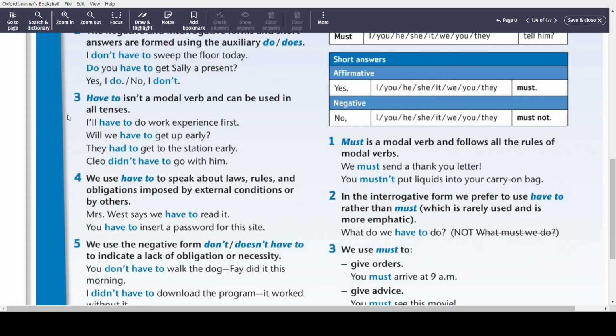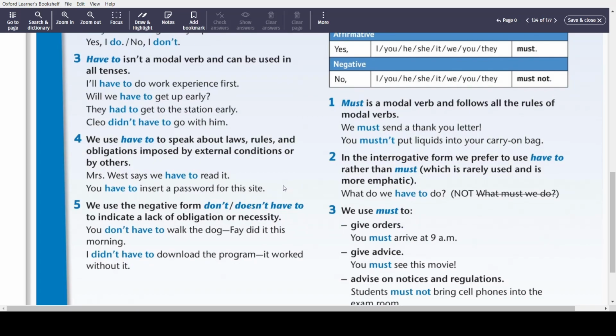Have to is a modal verb and can be used in all sentences. Okay, so in this case, you have here, I'll have to, will we have to, they had to, or Cleo didn't have to. So we can change tenses, future, present, or past. We use have to speak about laws, rules, and obligations imposed by external conditions or by others. Mrs. West says we have to read it. You have to insert a password for this site.